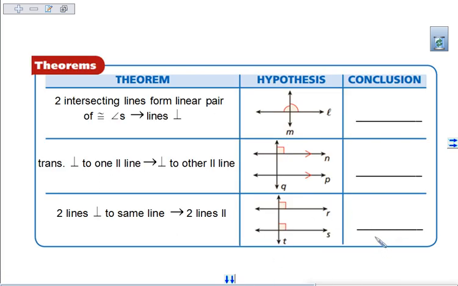Next one, all of these are talking about lines that are perpendicular. So the first one says that if you have two lines that are intersecting each other and these two angles are congruent, the only way that these two angles can be congruent is if they are 90 degrees. And that means that line L and line M are perpendicular. Remember that upside down T means perpendicular.